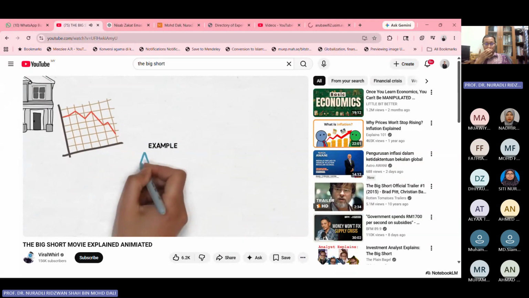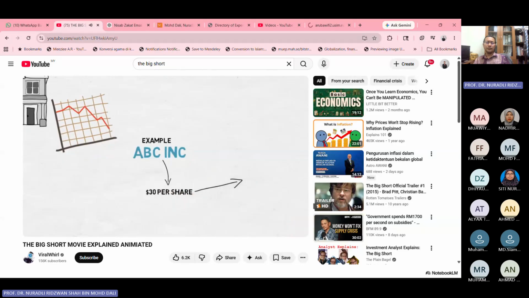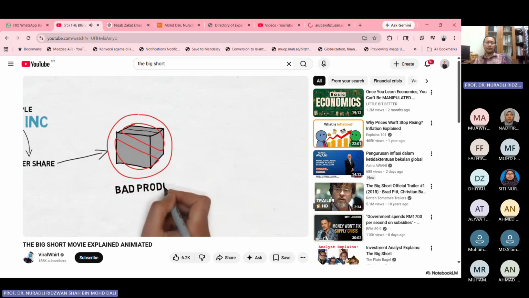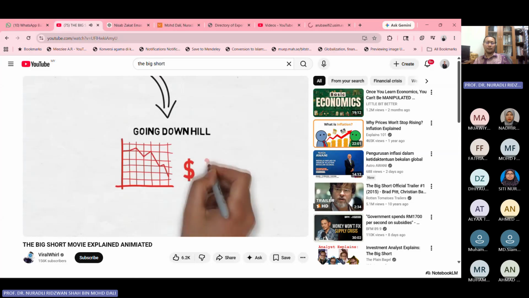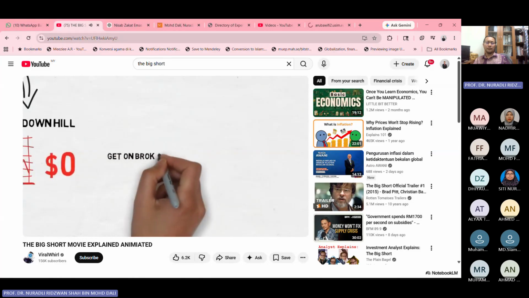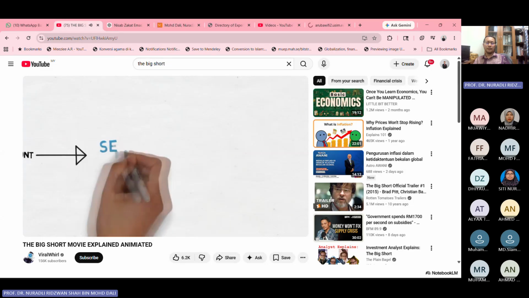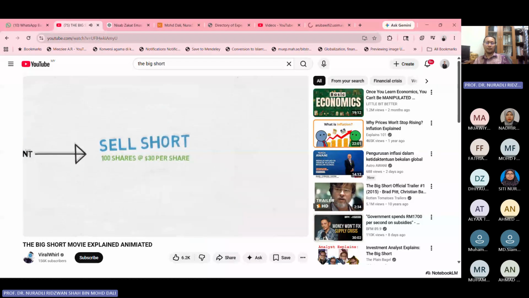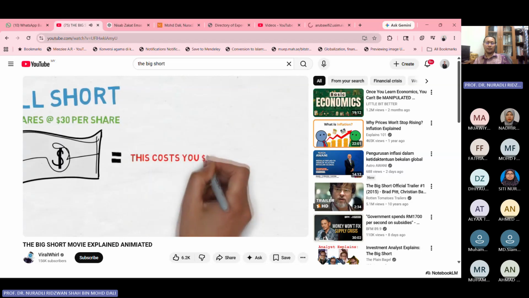So for example, if ABC Inc. is trading at $30 per share, but you think that because they have a bad product, maybe high insider selling, this stock is going downhill. It's headed to zero. So you get on your brokerage account and make a trade to sell short 100 shares at $30 per share. So $3,000. You're basically borrowing the $3,000, so you're already in the hole if the stock goes up.